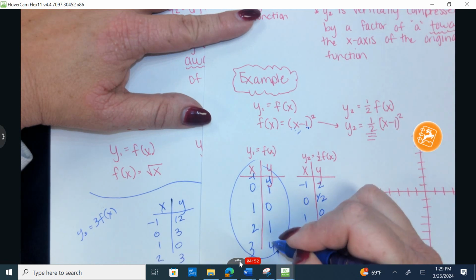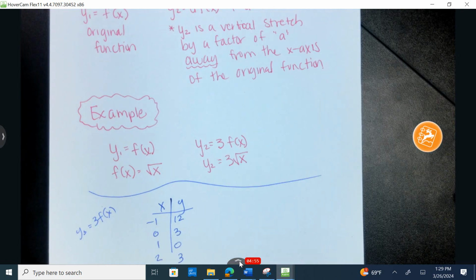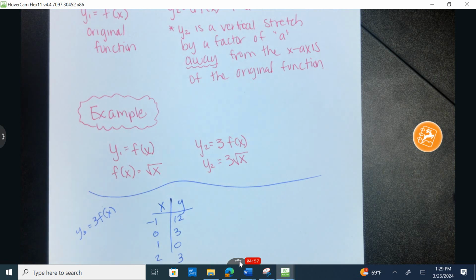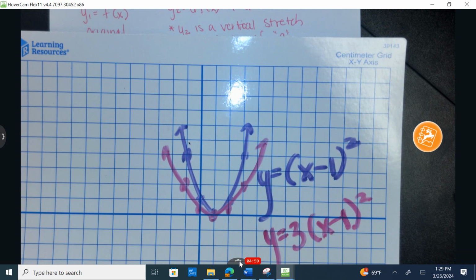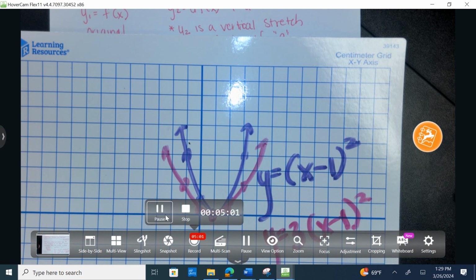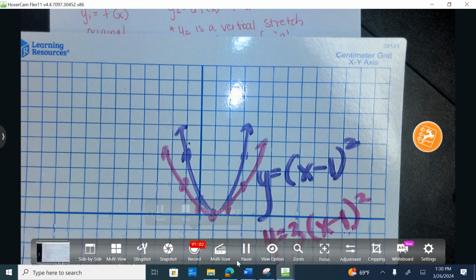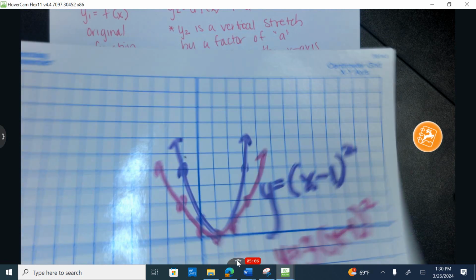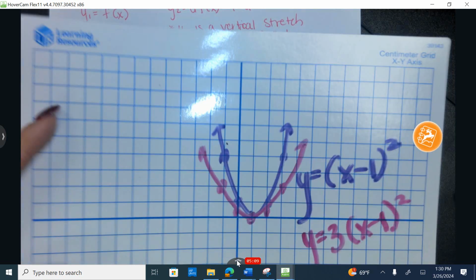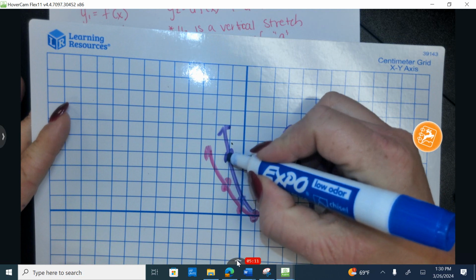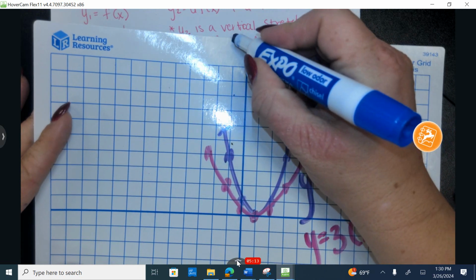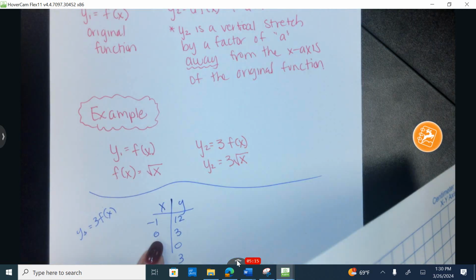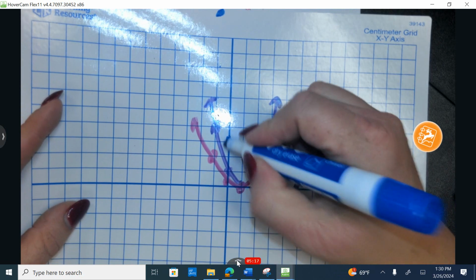I took the outputs, the y values, times 3. I wish I had a different marker. Let me press pause and see if it shows up here. Now I'm going to take those values. Let's start with negative 1, 12. So negative 1, 12, 2, 4, 6, 8, 10. So 12 was way up here. And we have 0, 3, 0, 3.